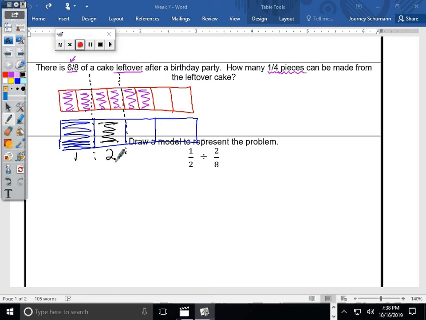I have 2 servings of 1/4. Could I do it again? Absolutely. I have 2 more 8ths to make another 4th, another serving of 1/4. Makes 3 servings. And I could do it again if this cake were still here, but someone ate that yesterday. So that's already gone. Nothing more to compare, nothing more to group. I end up getting how many servings? 3.